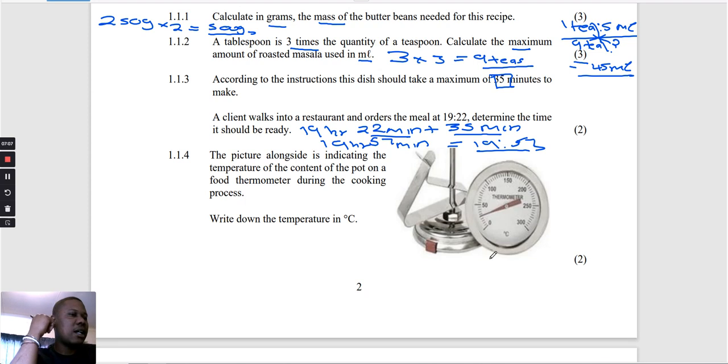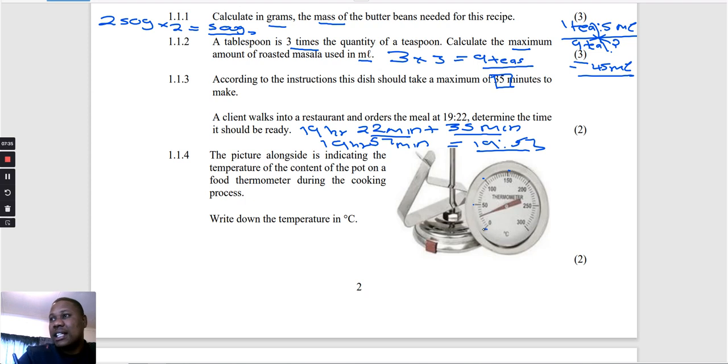Okay. The idea that I can give you there, because when you look at this thermometer here, we can see 0, we can see 50, we can see 100, we can see 150. So we can see the difference here is 50. But then now, how are these small lines differing? We need to check in between.